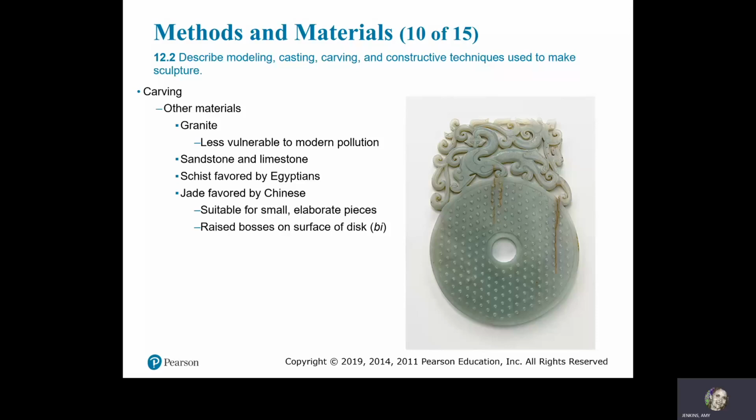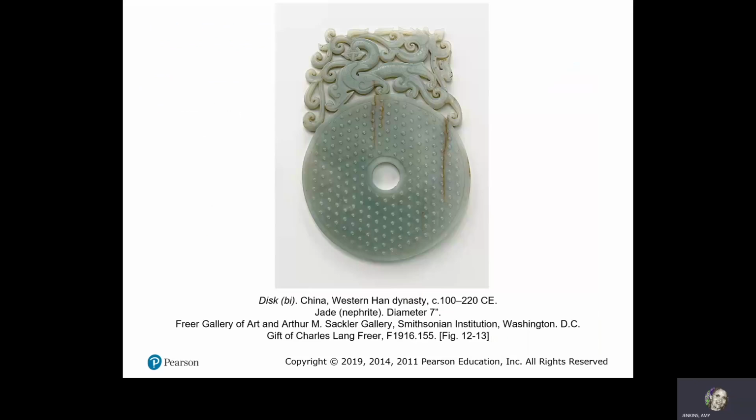The raised bosses on the surface of the disc. This is a bi disc, which was representative of heaven and found as artifacts in funerals and burials. They were buried with people of high ranking or high moral caliber. Bi is associated with heaven. From the Western Han Dynasty, 100 to 220 CE.